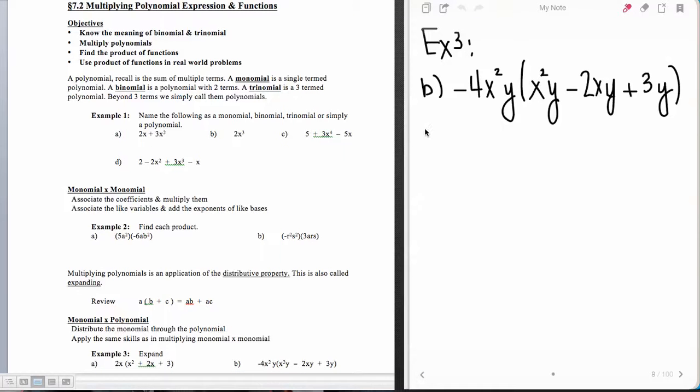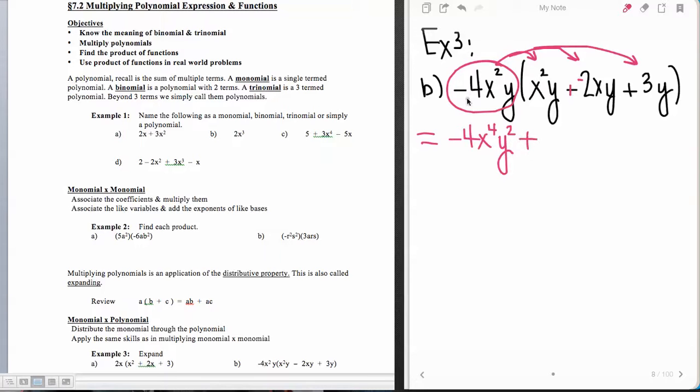Alright, continuing on with a monomial times a polynomial, I'm going to again use the distributive property and then multiplication of monomials in order to do this. Now on this one right here with the subtraction, don't forget that we're going to be considering this a negative 2xy. So distributing this across, a negative times a positive is a negative, 4 times 1 is 4, x squared times x squared, 2 plus 2, which is 4, y times y, 1 plus 1, which is 2.